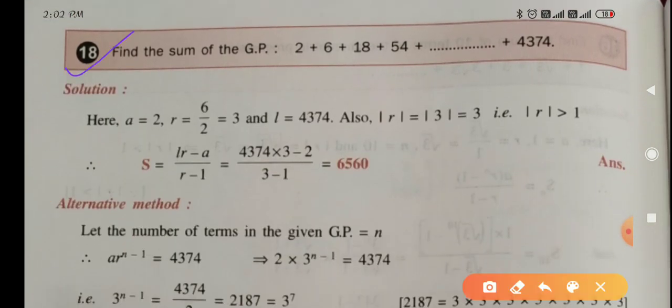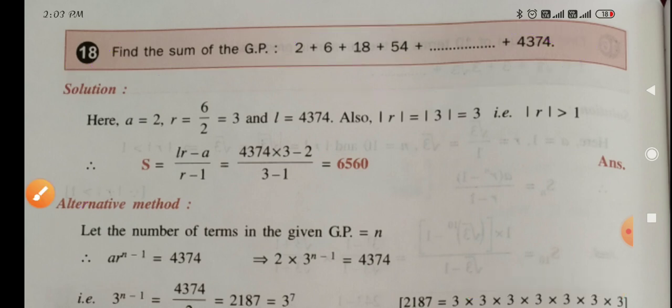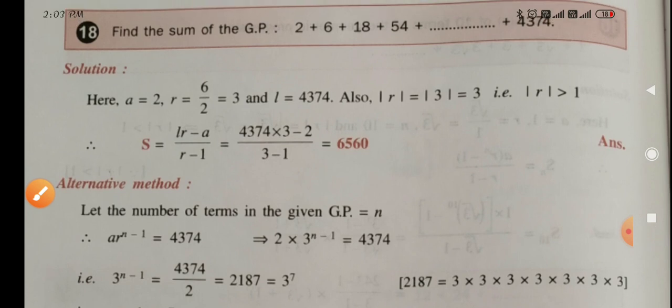Example number 18. Find the sum of the GP. This time the sum of the GP you have to find. So the full GP is given, the last term is also given. So there are two methods. First of all, I will tell you the method which I explained in all the examples. This alternative method is written; then the second method I will tell you. You can see the GP is given. So in this GP, how many terms are there? We don't know. So first of all, we will find how many terms are there in this given GP.